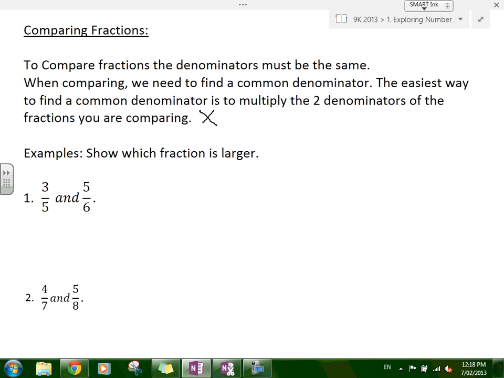To compare fractions, the denominators must be the same. So when comparing, we need to find a common denominator that both can be. The easiest way to do that is to multiply the two denominators together. And in that way you can work out what fraction to change it into. So in this case you've got 3/5 and 5/6. The easiest way is to look at the example, so I'd like you to look at what I'm doing. So find a common denominator.